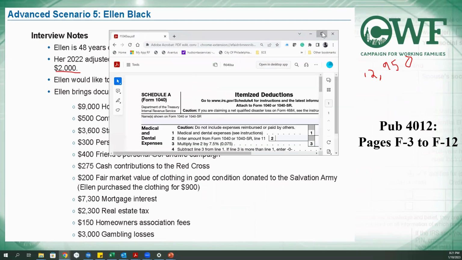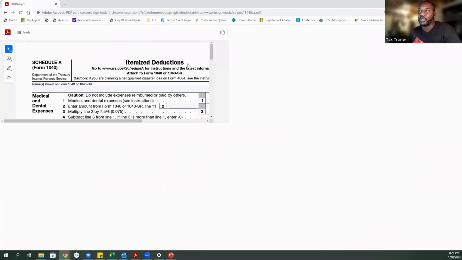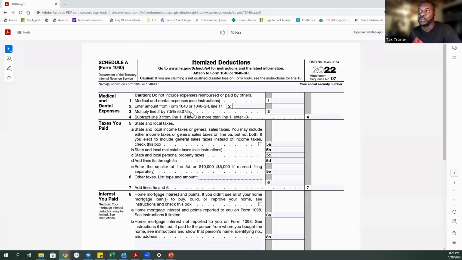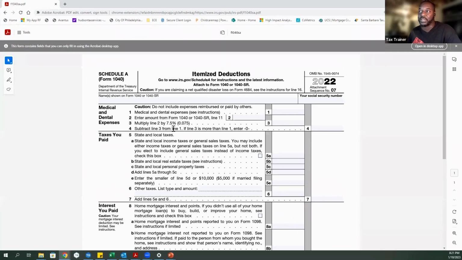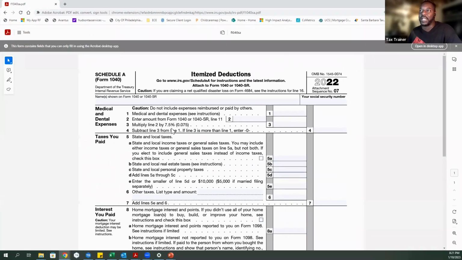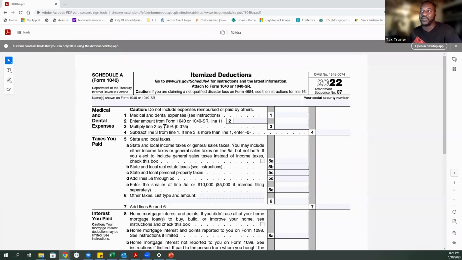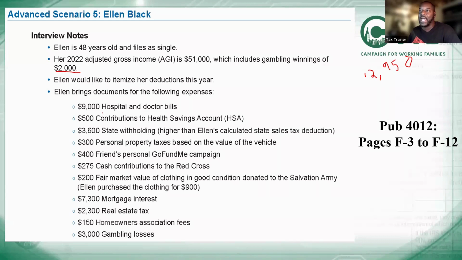It's 7.5%. So I want to pull this form up. This is your itemized deductions form. You see this underneath medical? I need to first exceed 7.5% of my income. So I have $9,000 of hospital or doctor bills. My AGI is 51,000. So I need to do some math real quick and figure out what is 7.5% of 51,000.